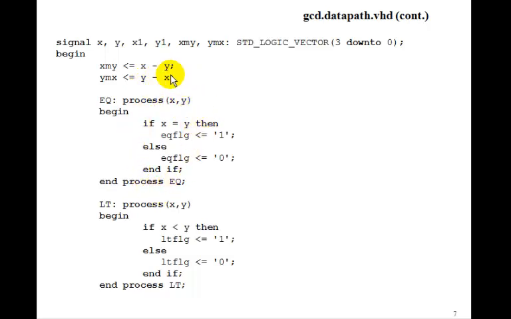XMY gets assigned X minus Y. YMX gets assigned Y minus X. We'll use this process to make our equality detector, just a process with X and Y. If X equals Y, equality flag equals 1, else equality flag equals 0. So that will give us our equal flag. We'll make a little comparator here for our less than process, XY. If X is less than Y, then the less than flag is 1, else the less than flag is 0.